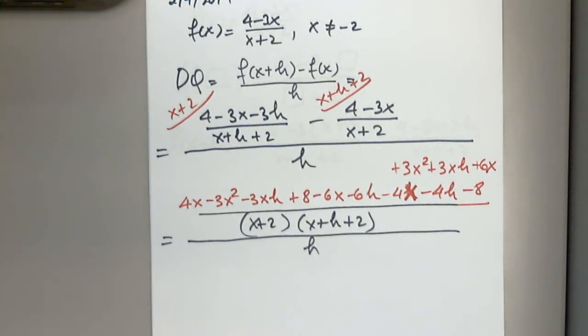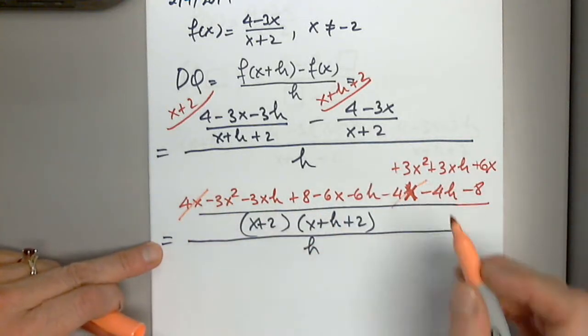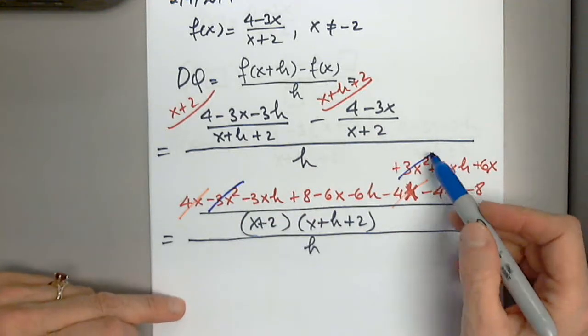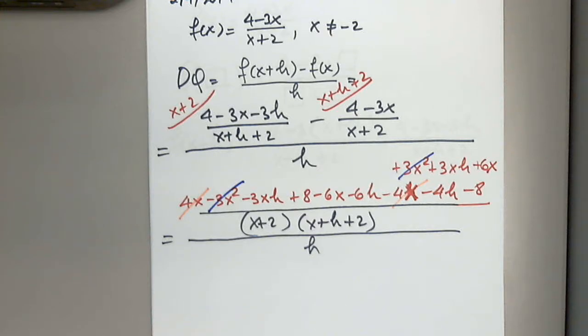Now I stop and I remember two things. Number one thing that has to happen from all these millions of terms that I have here, every term that does not have h in it must go away. If it doesn't, I made an error somewhere. So now let's try. I'm looking for 4x that must go away, and it does. I'm looking for negative 3x squared with positive 3x squared. It has to go away.